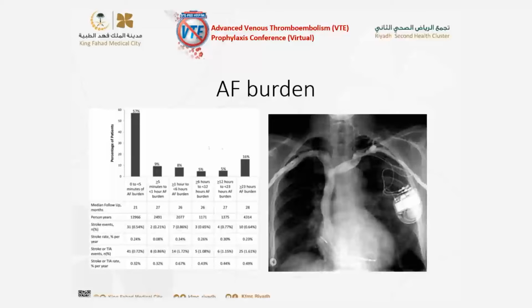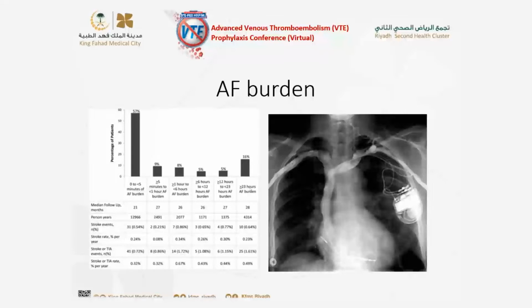And it categorized patients who have 0 to less than 5 minutes of AFib. So those are patients who have brief episodes of AFib. And that is the bulk of cardiac patients. That's a lot of patients, almost 60%.